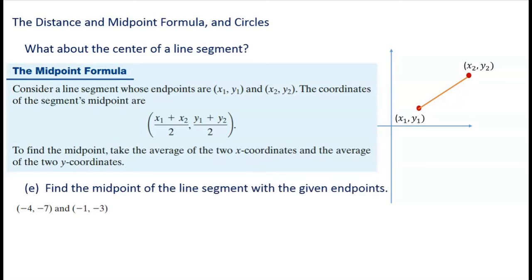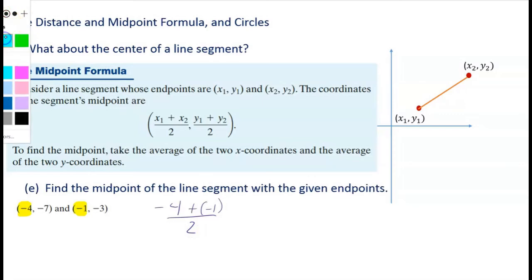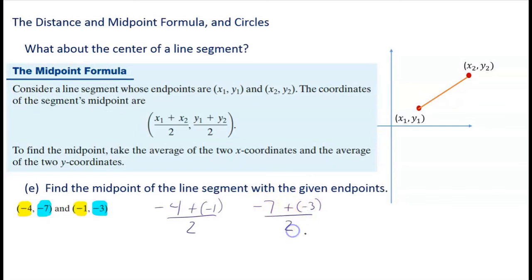Okay, here we go. Example E. Find the midpoint of the line segment with the given endpoints. So what do I want to do? I want to average the x values together. Okay, so I got a -4 and a -1. I'm going to add those together, divide by 2. So -4 plus -1 divided by 2. And then I'm going to average the y's together. How do you do that? Then you do -7 plus -3 divided by 2, right? So I average the x's and average the y's.